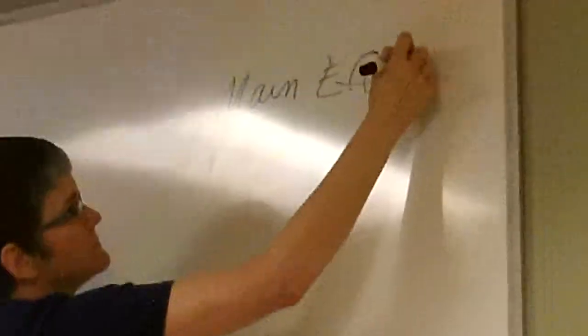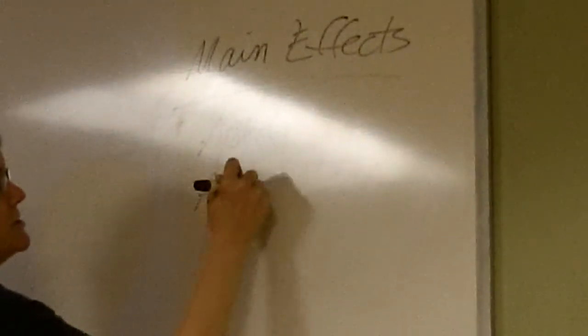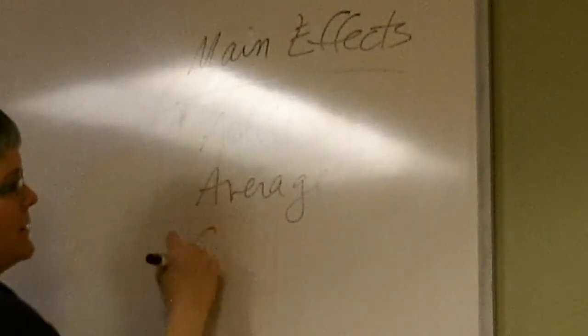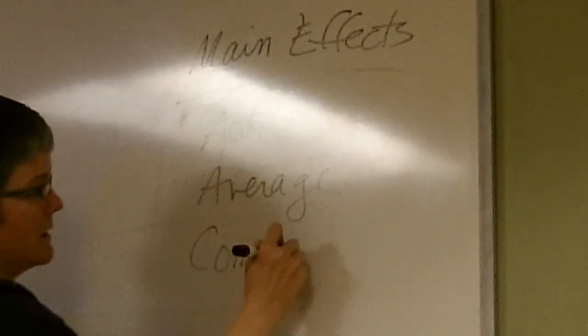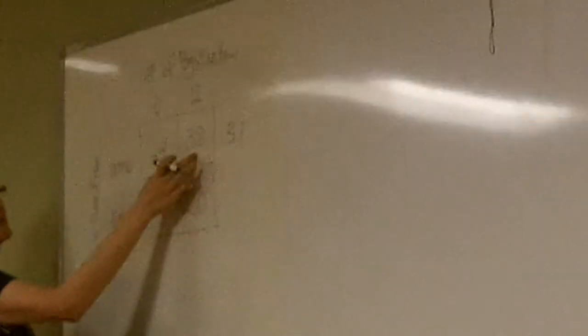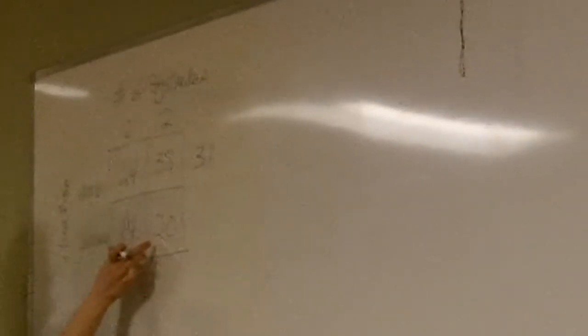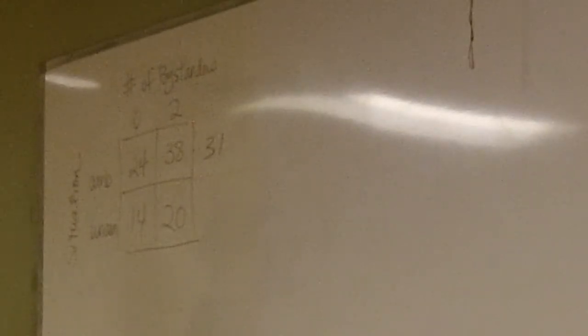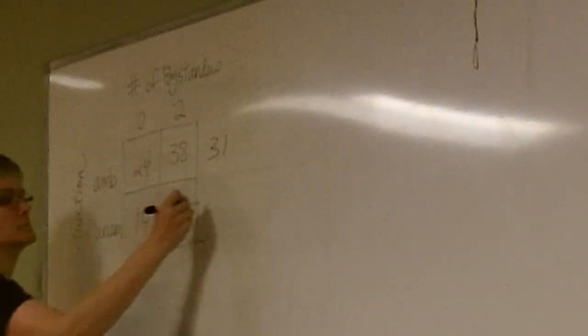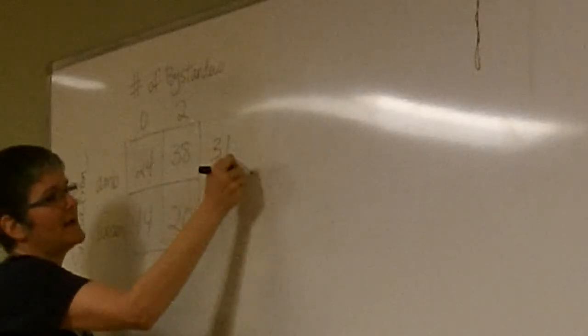For main effects, we add, average, and compare. Okay? So we're going to go through those steps. Adding, averaging, and comparing. So we're going to add these together, take the average. Now we're going to add these two together and take the average. So if I add 14 and 20 together and then take the average, what do I get? 17. Okay? And then I compare.